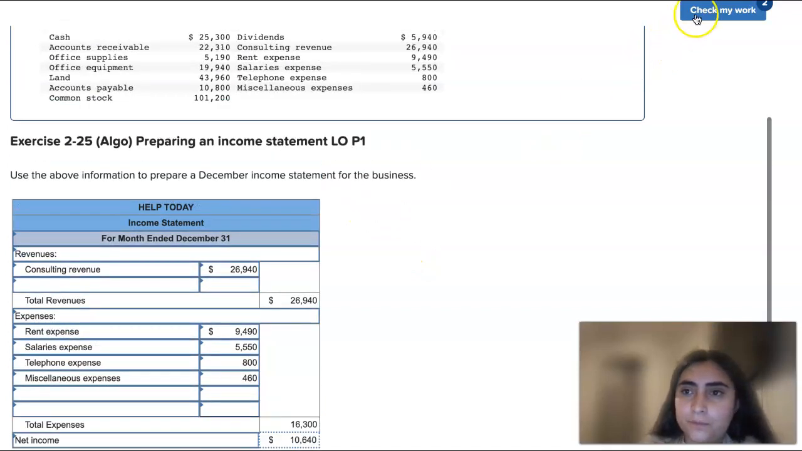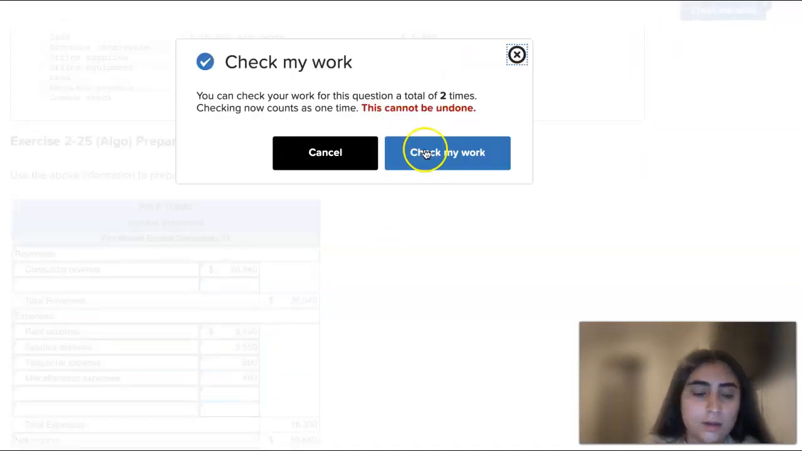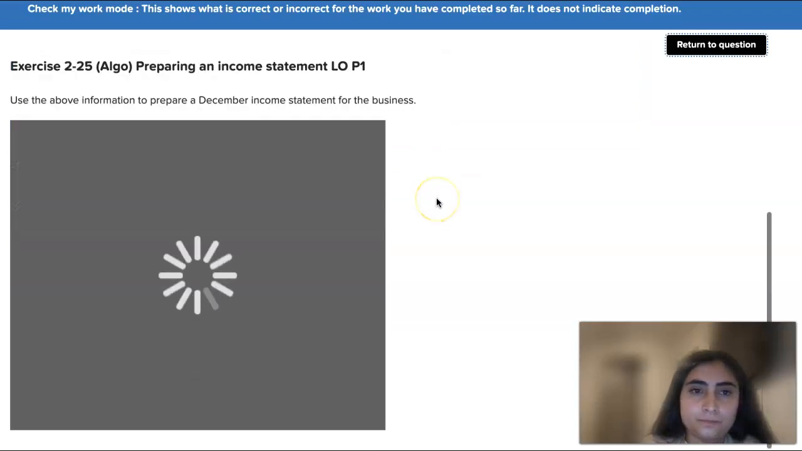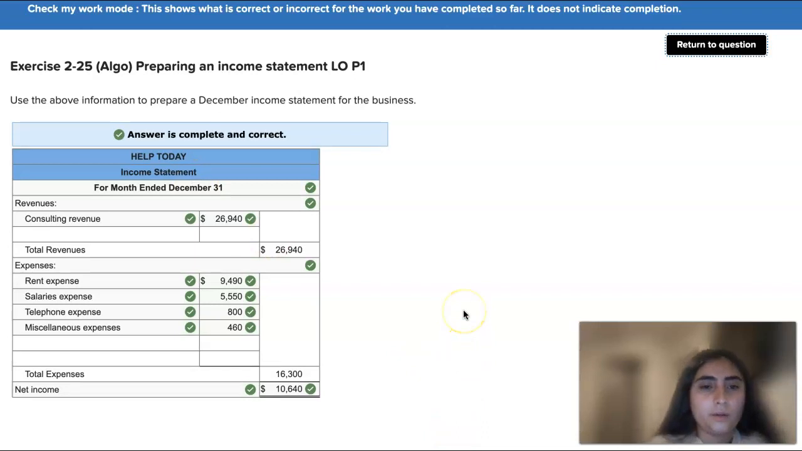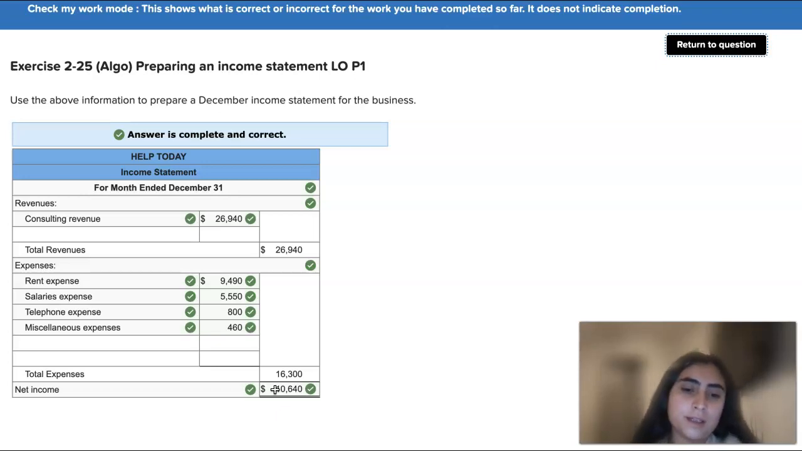So we're going to check my work, and it is completed. Here we have our income statement. We can say that our net income for this year, in my case, would be 10,640.